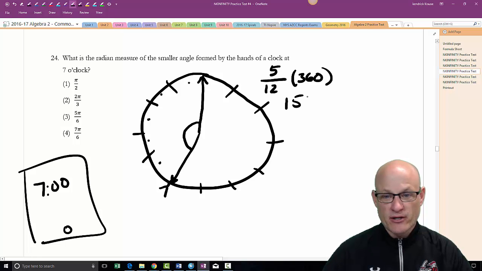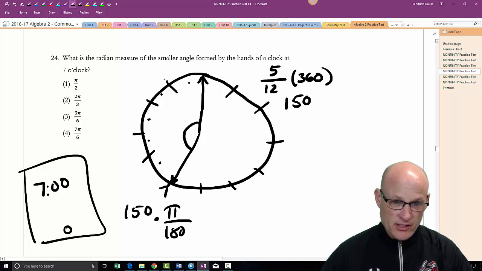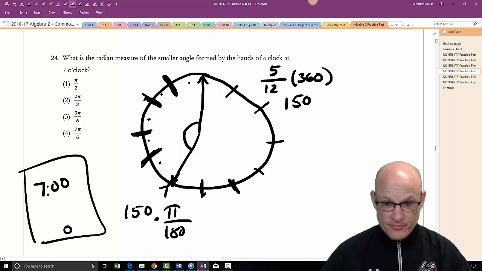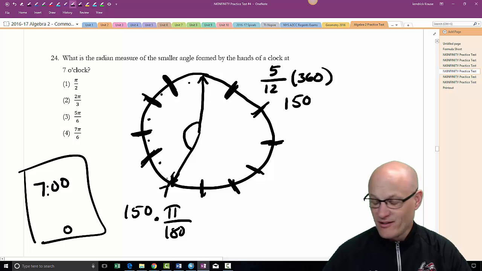So if you do that, you get 150 degrees. If you just multiply that, you get 150 degrees. So now I'm going to change 150 into radians by multiplying by pi over 180. Now, how did I get this 5/12? Well, there are 12 of these things on the clock. I assume you know that, right? And 5 of them make up, I got 1, 2, 3, 4, 5. 5 of them get me here.